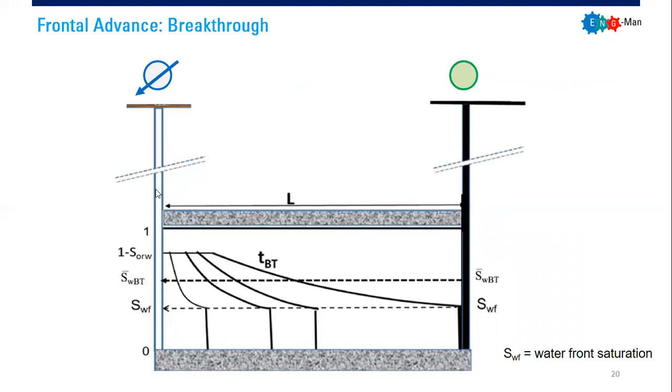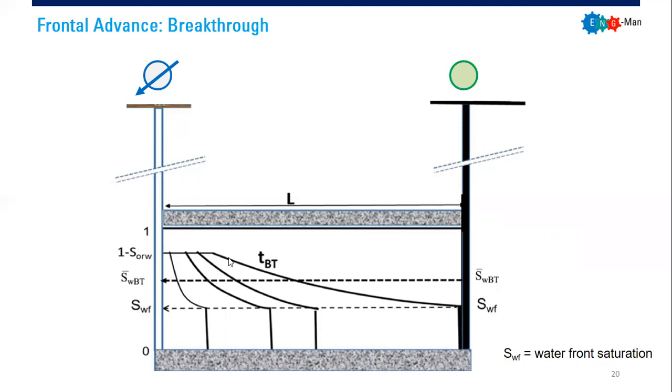Breakthrough means the water finally, for the very first time, reaches the producer. That's what we call breakthrough. And we can see the progression of the water saturation. Again, we have injector here. We have producer there. The distance between the injector and the producer is L. All right. And starting from water saturation of 0. All right. And you can see this is the water saturation at the front, SWF. And at breakthrough, SWF is here.